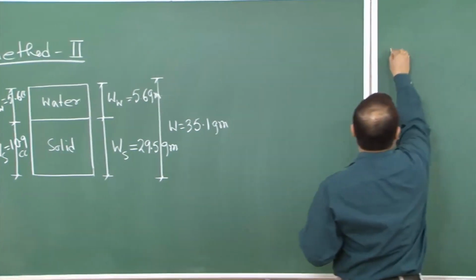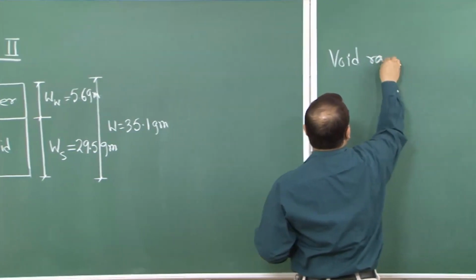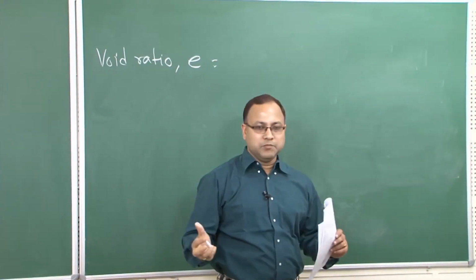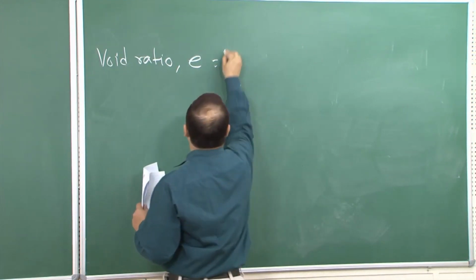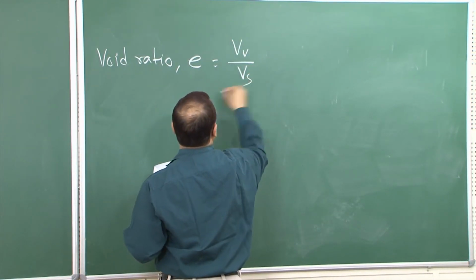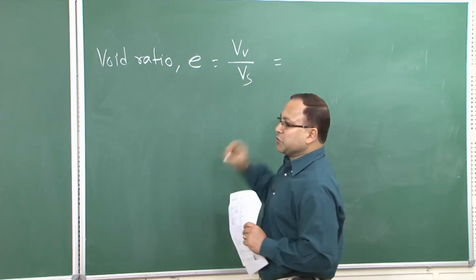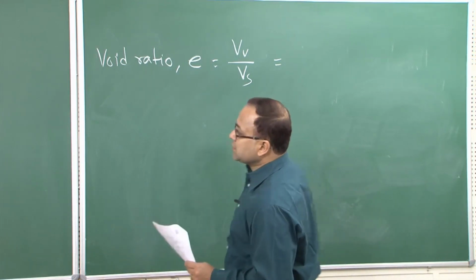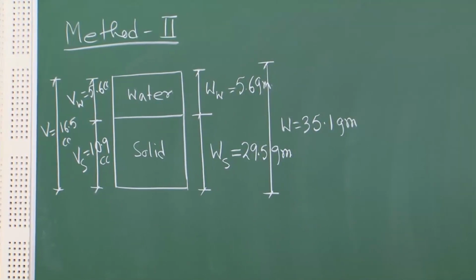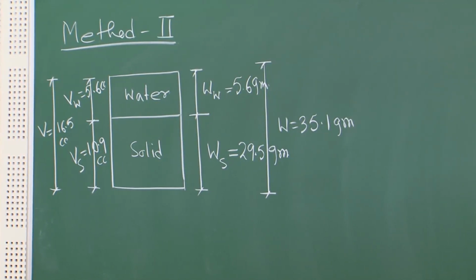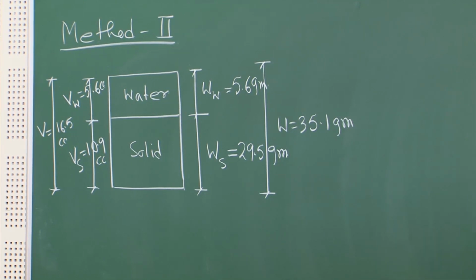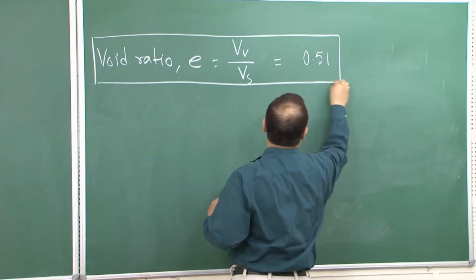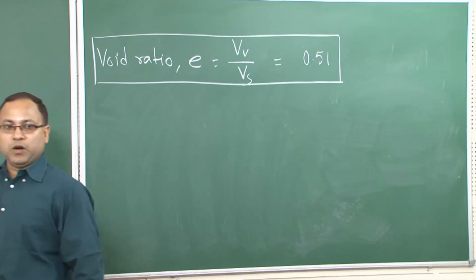Let us see how we can obtain those things from these parameters. Your void ratio e is given by, very simple, Vv by Vs. Now, you know both the terms. What is your Vv? Vv is nothing but 5.6 cc. What is your Vs? Vs is nothing but 10.9 cc. So, if you put the value, you will get void ratio e equal to 0.51. You can match this value with your previously obtained value by using method 1.